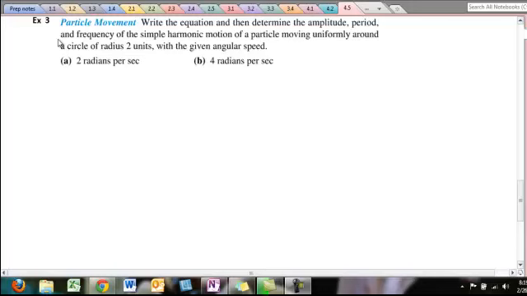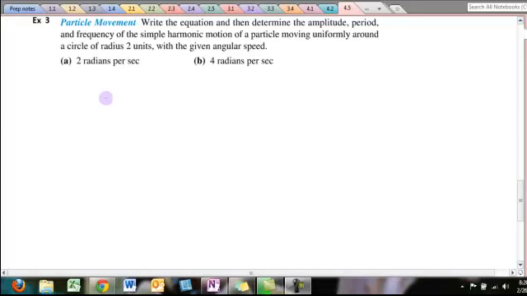Okay, we're going to look at two more examples discussing other types of motion for simple harmonic motion. In this example right here, we're talking about a particle moving uniformly around a circle that has a radius of 2 units with the given speed down here. And I want to find out what the equation is.